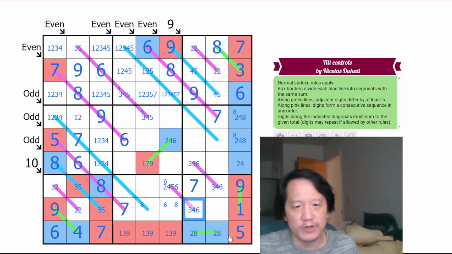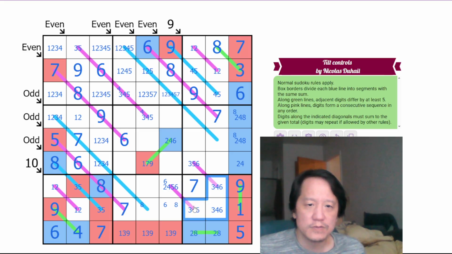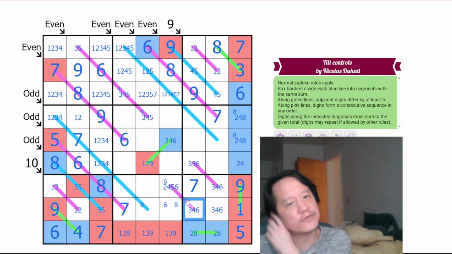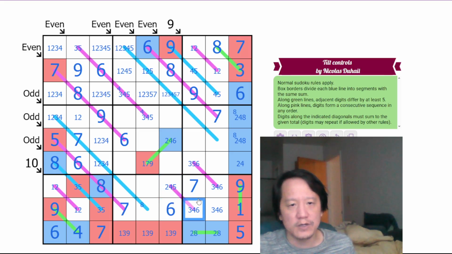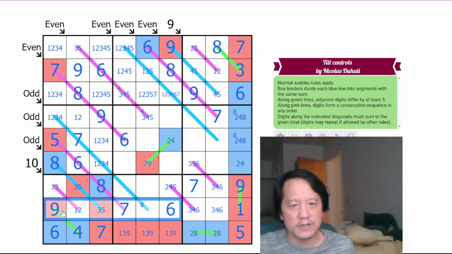This can't be 5 because of 5 in the box. So this is 3, 4, or 6 also. This can never be 6, because if that's 6, it would have to have a 5 there, or 7 there, and it can't be either. So there's no 6 here, which means 6 has to be here. That eliminates 6 from being there, so this can't be 1. 6 eliminates 6 in the rest of the row here.